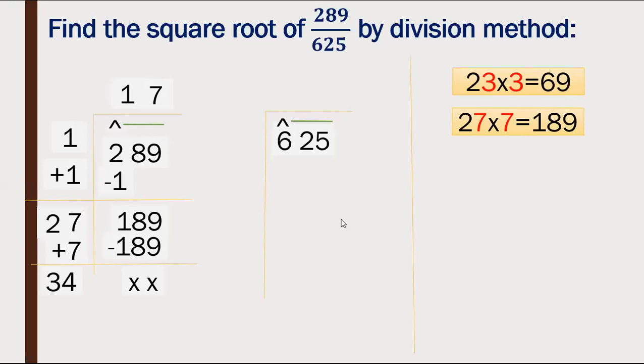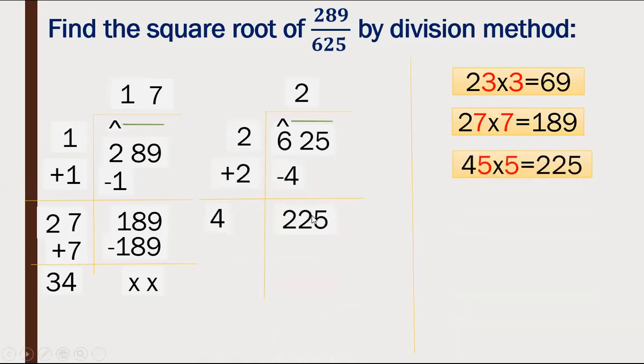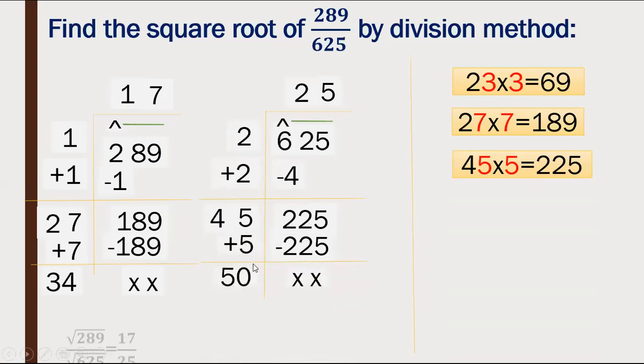Yes, you are right. We can take 2 into 2 is 4. So here we get 45. 5s are 225. So on the left hand side, 45 plus 5, we get 50. And we get the answer 17 over 25.